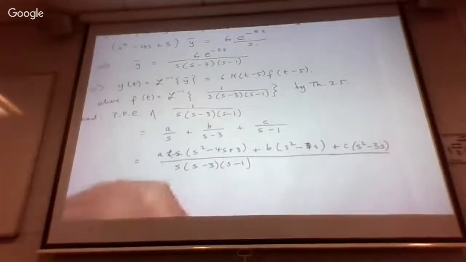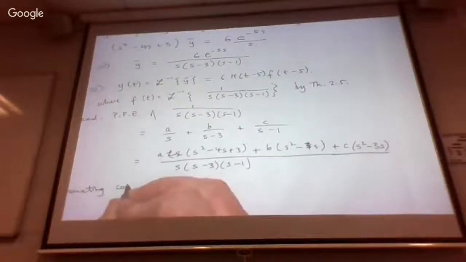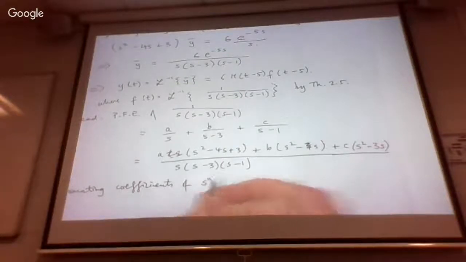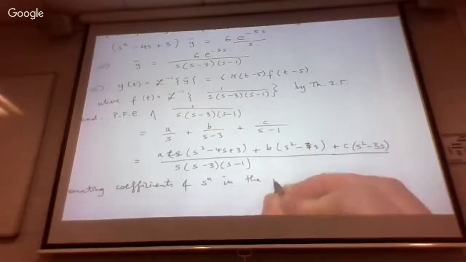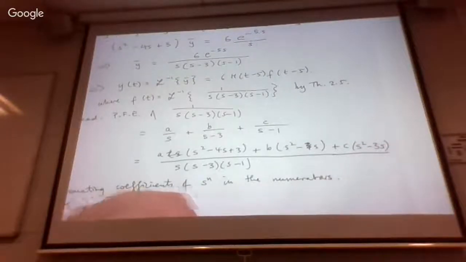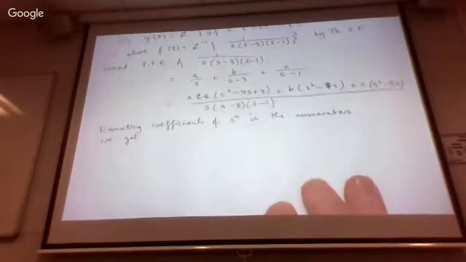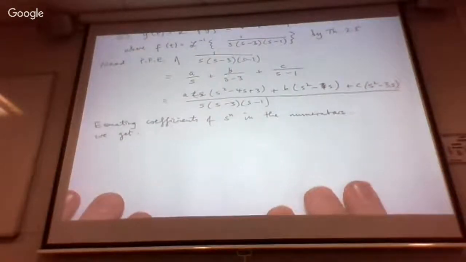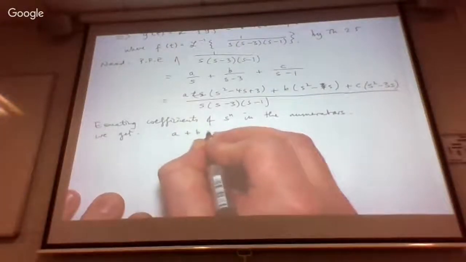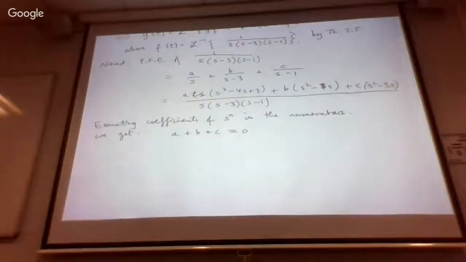Okay. So equating coefficients of s to the power n in the numerators, we should get a system of equations in a, b, and c, which hopefully the solution will fall out of if they're not too bad. So what have we got in s squared? Well, we got a plus b plus c in s squared, and there's no s squareds in the first numerator.